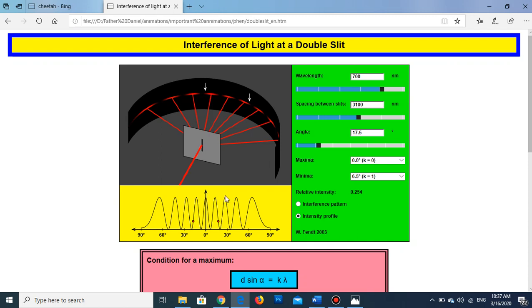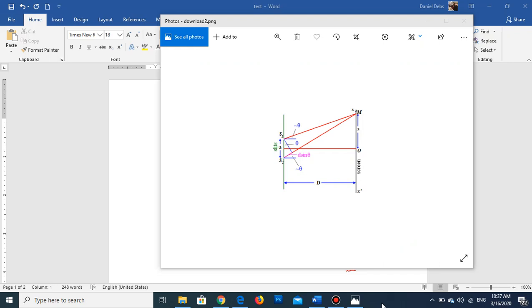In light, we add in absolute value, so it gives me a maximum intensity. So maximum, maximum, maximum, minimum, minimum, minimum, minimum, maximum, and etc. So the intensity looks like this figure. And now we are going to study interference analytically. This figure must be memorized by all students. It is very, very important.